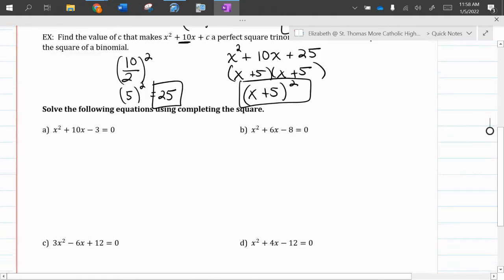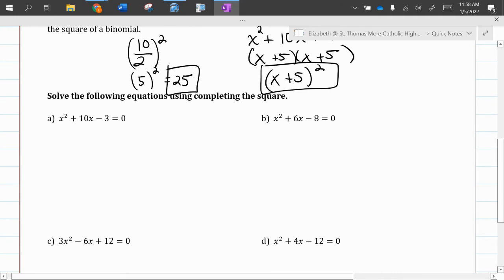So the very first steps, I'm going to start with letter A. x squared plus 10x minus 3 is equal to 0. First step is always to move the constant, the number, over to the other side. So I'm going to leave a space and move the 3 to the other side.